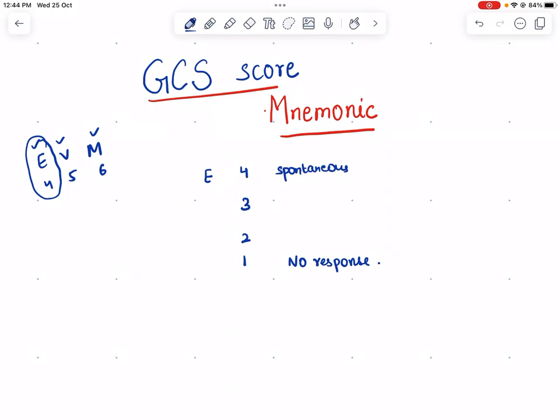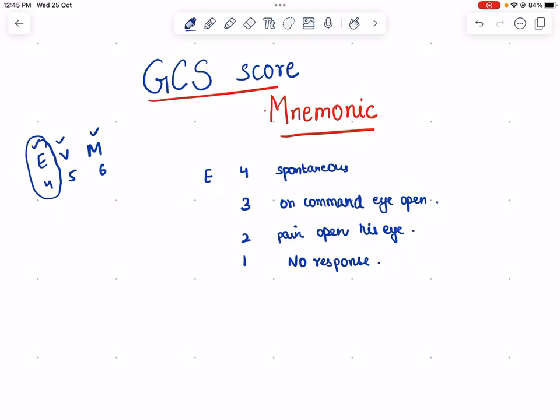In the first, the person is spontaneously moving his eyes. After that he closes his eyes, but when we say please open your eyes, he opens his eyes, meaning he follows the commands. In the second point, if we say please open your eyes, the person is unable to open them, but he opens them when he feels pain. So on pain the person opens his eyes. On command he opens his eyes. So these are the 4 points for eye movement.